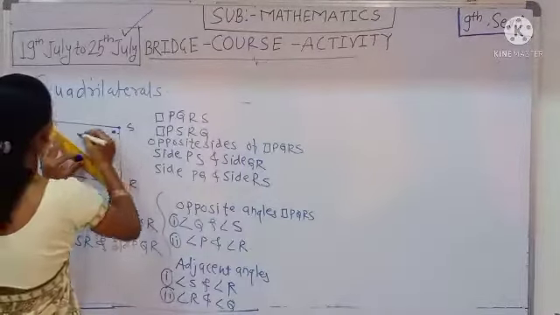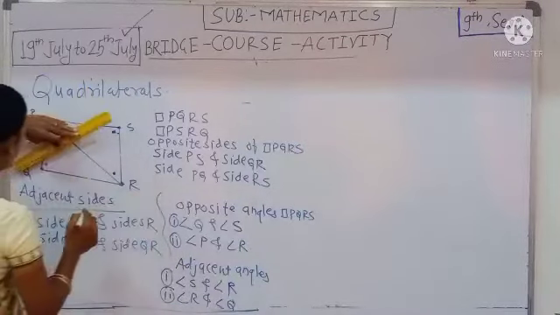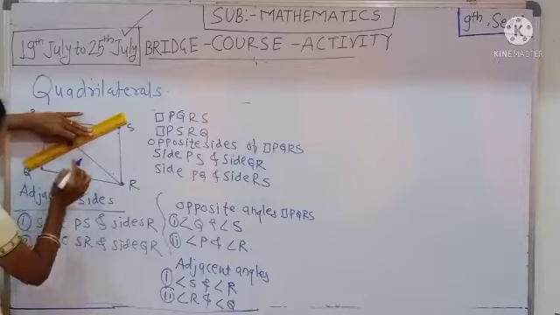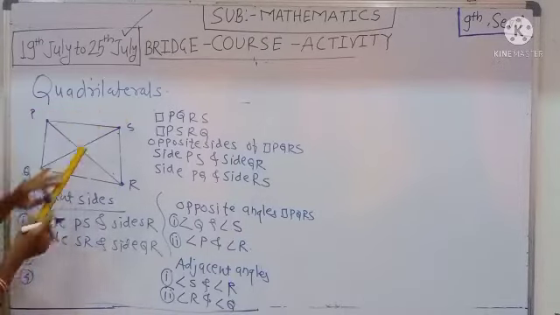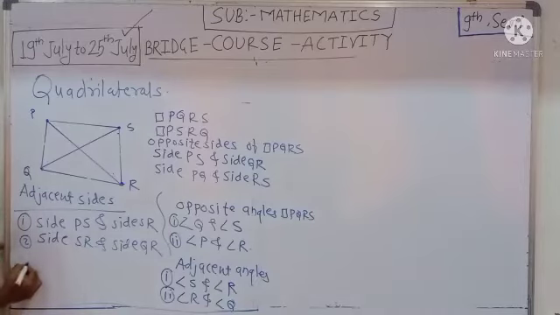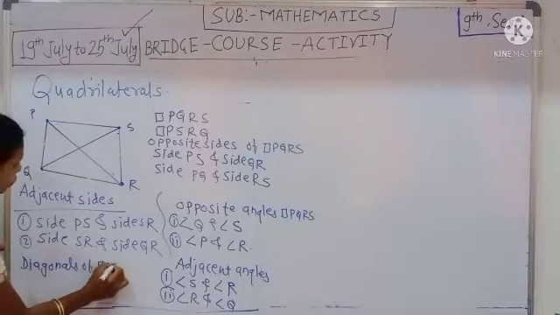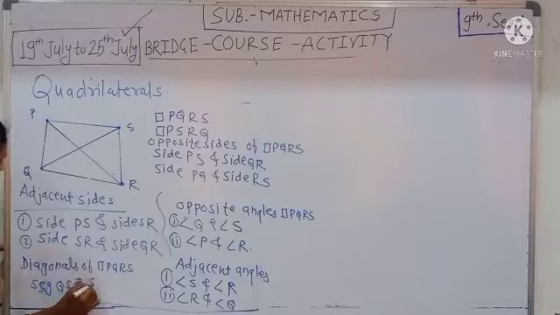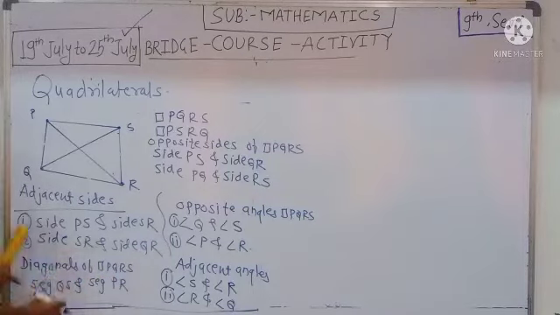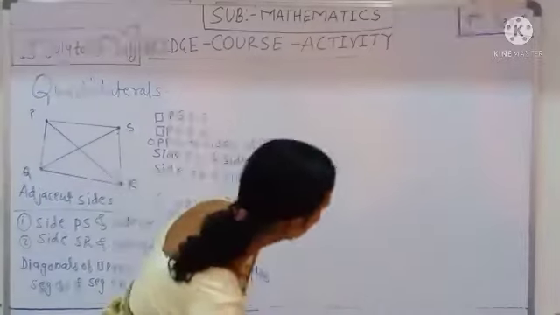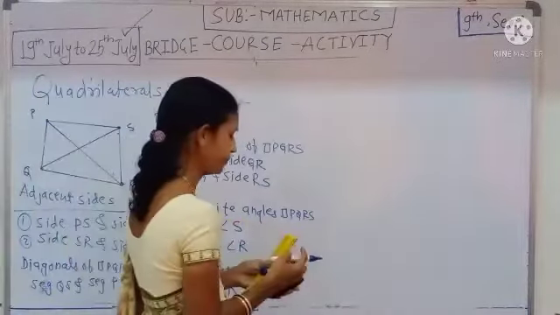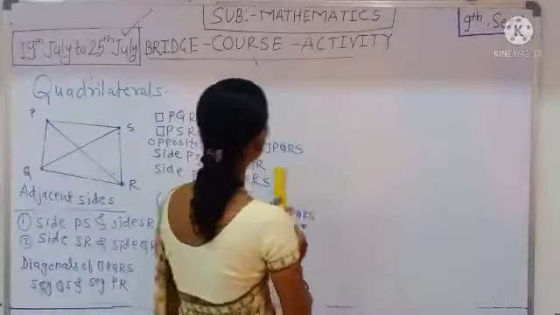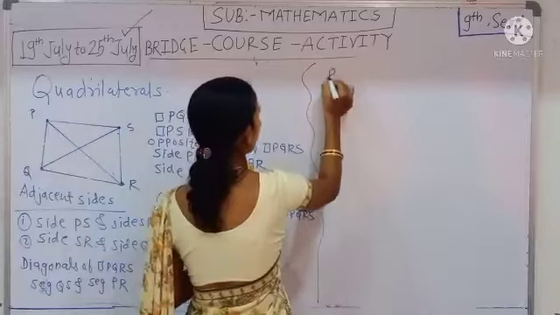One more concept is there. See here, if we join point P and R, as well as if we draw the segment QS, then segment QS and segment PR are the diagonals of that quadrilateral. Then we have to recall a few properties related with the rectangle.